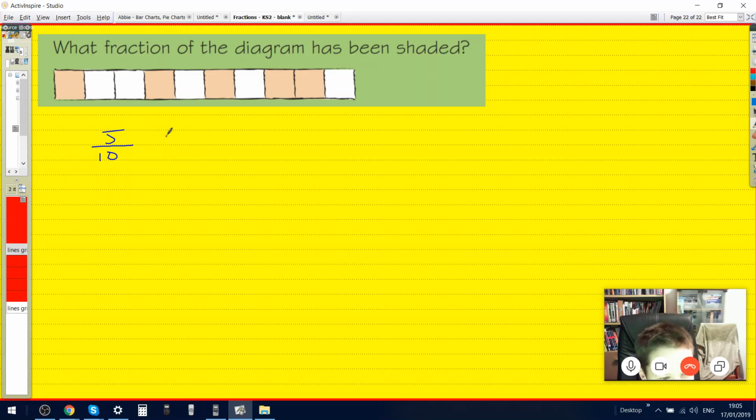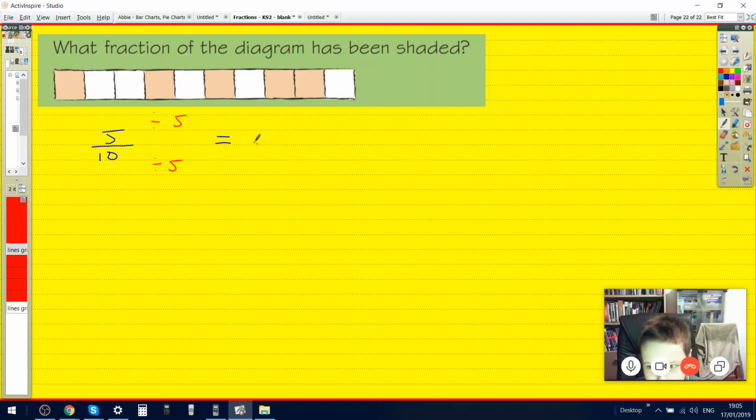So if you had 5 over 10, is there any number that you can evenly divide both the top and the bottom by? 5. Yeah. And so what would you get if you did that? You would get one half. Well done, 1/2.